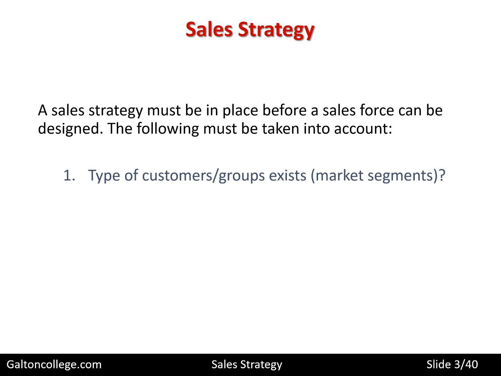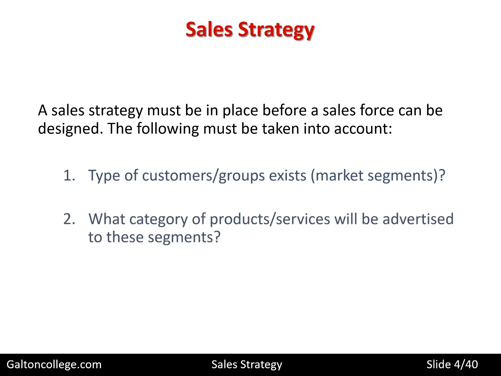First of all, there should be some idea of the type of customers and the groups that exist. In other words, the designer of the strategy must have some idea of the market segments. How many market segments apply in the context of the product or service? The segments could be based on gender or on age or on location, income groups. It could be on a whole variety of criteria. But the market segments should be identified before a sales group can come into existence, at least a successful one.